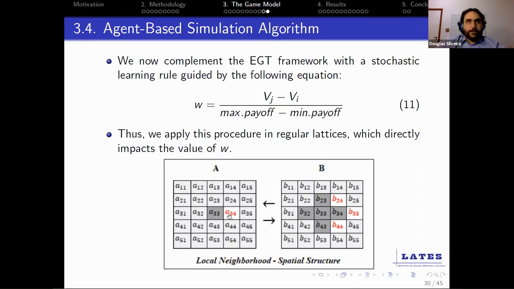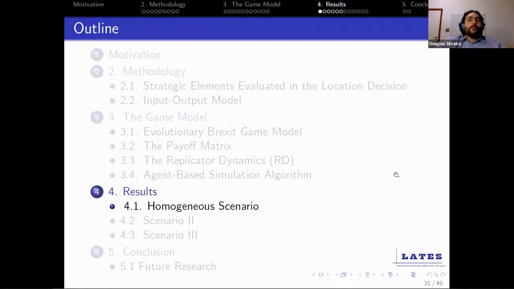Otherwise, when 833 performs better than 834, it will keep its original strategy and will not mimic 834's strategic location decision. Okay, so we can discuss a bit more about this in the Q&A section, but this is the part of the paper that I really enjoy talking about. And once we are done showing these approaches, I will move on to the results section.